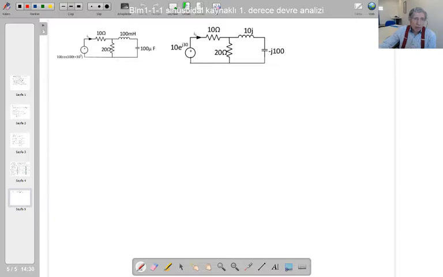One of them, if we go in, we will see it better. Classical method, node voltage method, and mesh current method. We will be examining this classical method right now. For this, I will transfer to whiteboard.